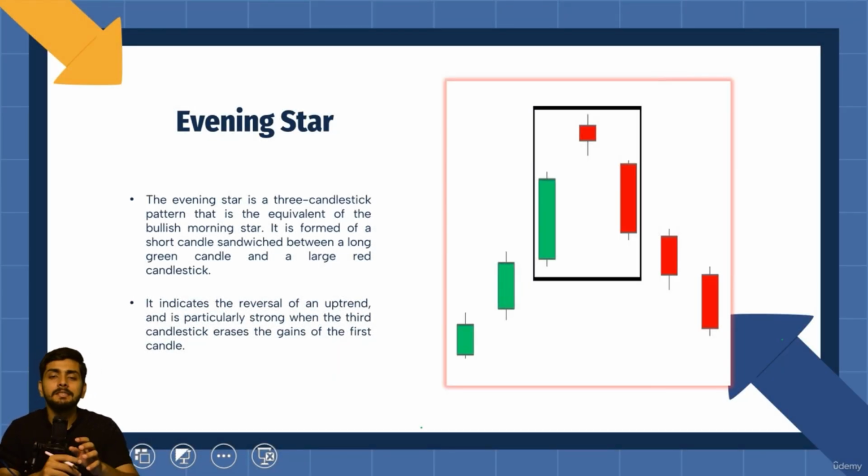Hello everyone, welcome back to the second class of the candlesticks advanced segment. This class we are going to study evening star. Previous class we studied morning star. This class we are going to study evening star.